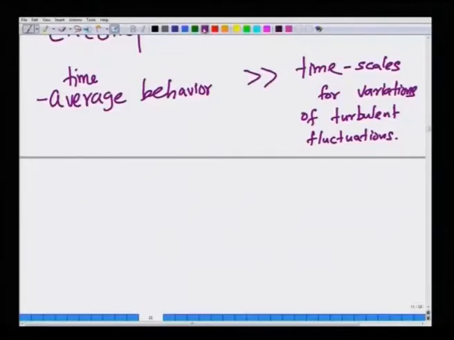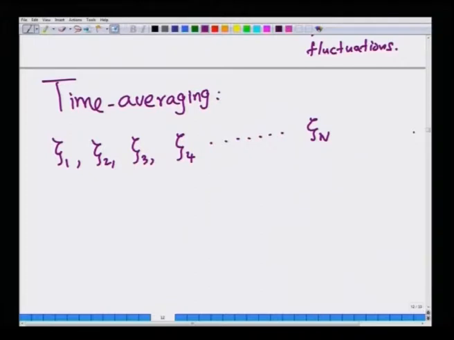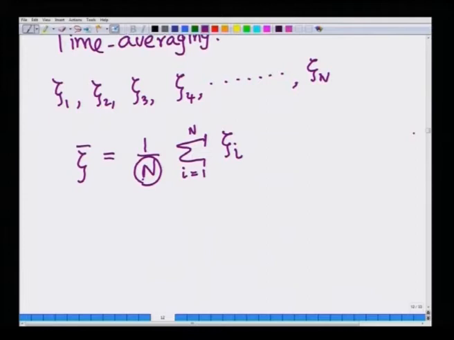So, we have to say a few words about time averaging. Suppose you have a variable such as velocity, let us denote the variable as zeta, and you have measured it at n different times, discrete values. Suppose you want to know the average of such n measurements, you will simply add all the values at various times that you have recorded using some instrument, and divide by the total number of measurements, that is n.